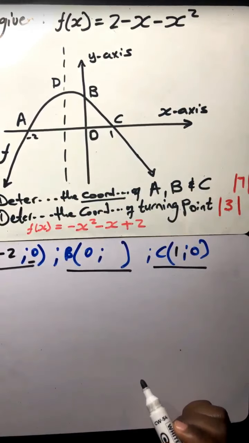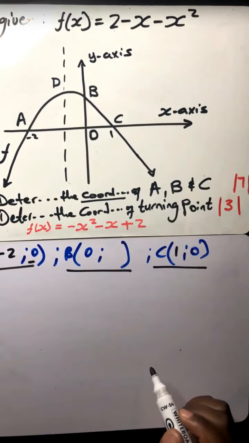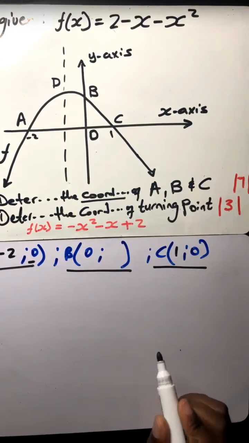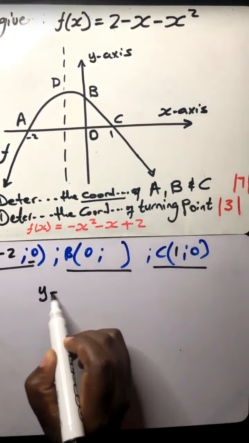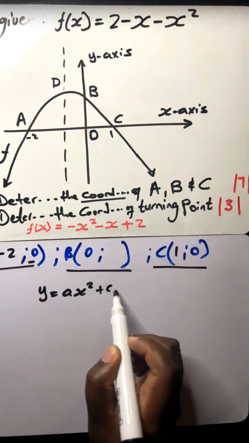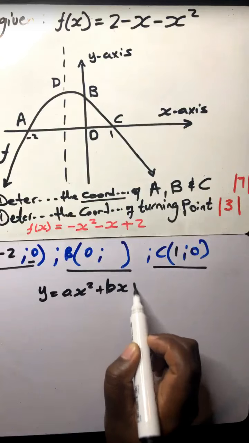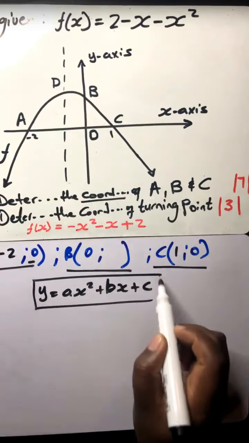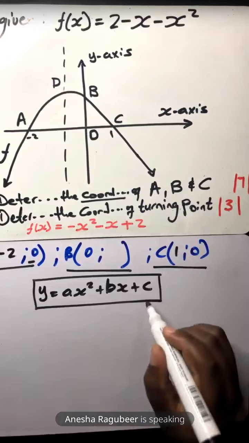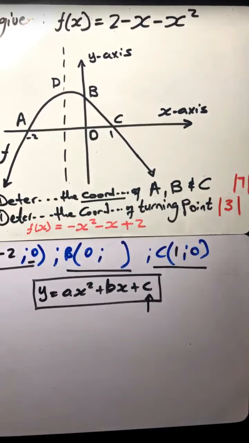So maybe let me change my question and say, what do you remember about the C value, guys, from this formula? What do you guys remember about the C value? Say again. I think it tells us about the y-axis. So it tells us about the y-intercept.